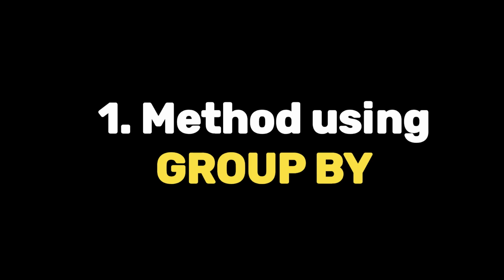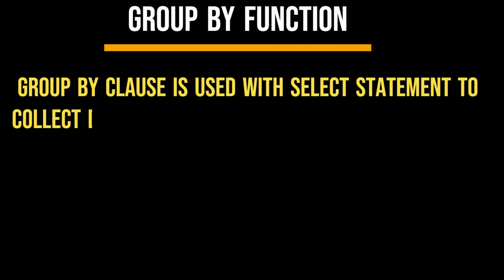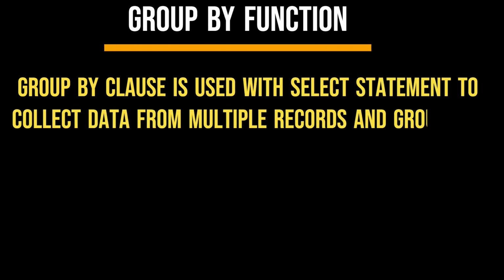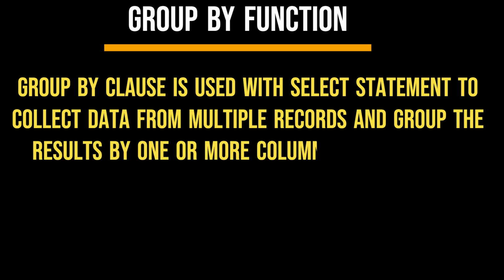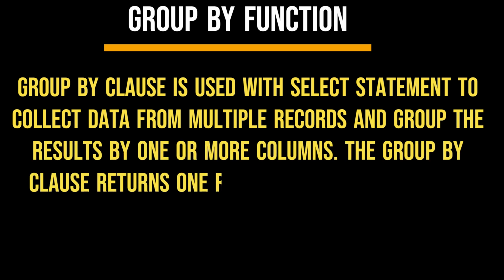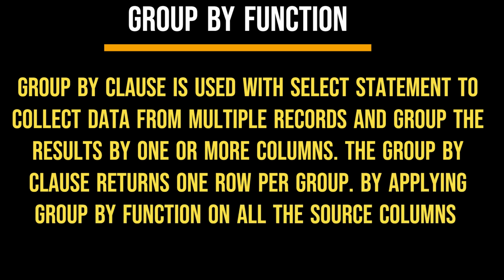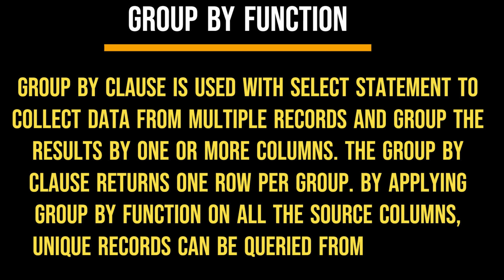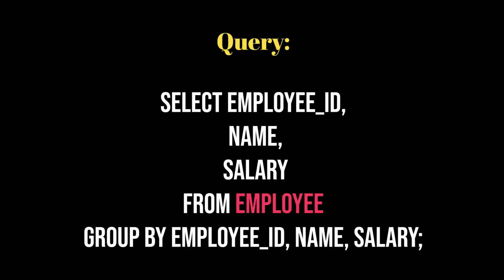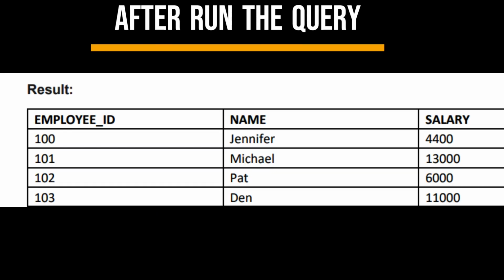Method 1. Using group by function. The group by clause is used with select statement to collect data from multiple records and group the results by one or more columns. The group by clause returns one row per group. By applying group by function on all the source columns, unique records can be queried from the table. Here is the query to fetch the unique records using group by function from employee table. After running this SQL query, we will get the following records.